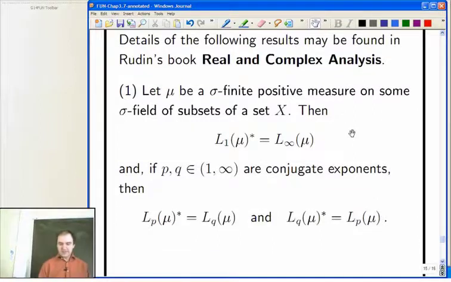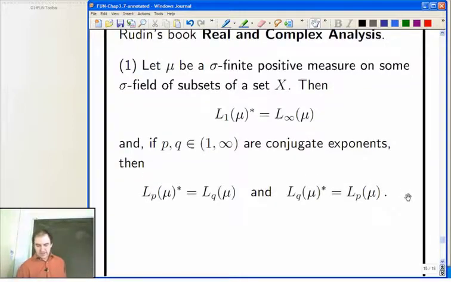And you get these spaces, big L1 being the integrable functions. L infinity is a technical definition you need to look up. But in the special case of counting measure on the natural numbers, this just comes down to the ones we already know. So if you use a counting measure on the natural numbers, these big L-p of mu's are just the little lp spaces. And so our results for little lp are the special cases where mu is counting measure on the natural numbers.